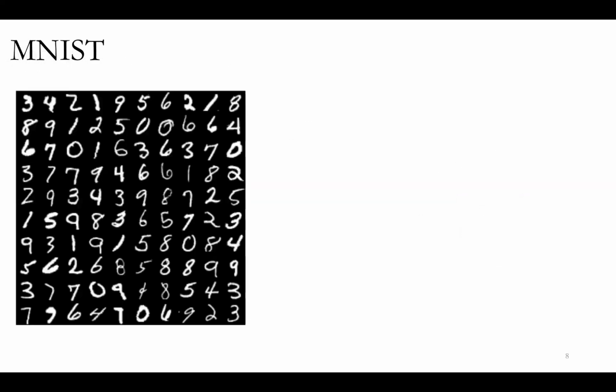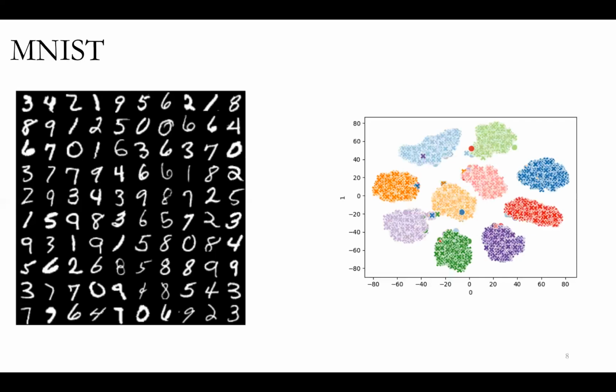MNIST is a prototypical data set of handwritten digits, with each data item a 28 by 28 grayscale image. We train a convolutional neural network to classify this data set. For our experiments, the dimensionality of the latent representation from the last hidden layer is 84. Let's take a look at the latent representation projected into 2D space for the MNIST model. In this figure, each of the data items is colored by the class label.